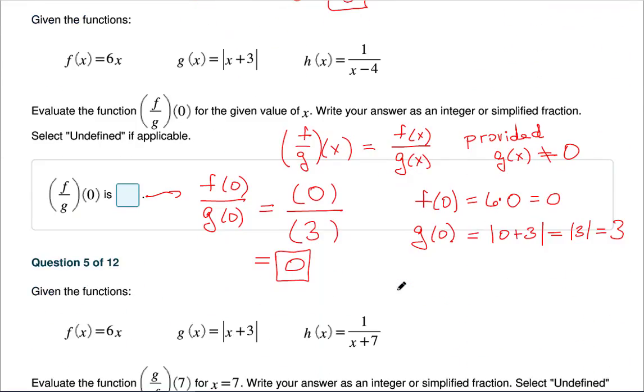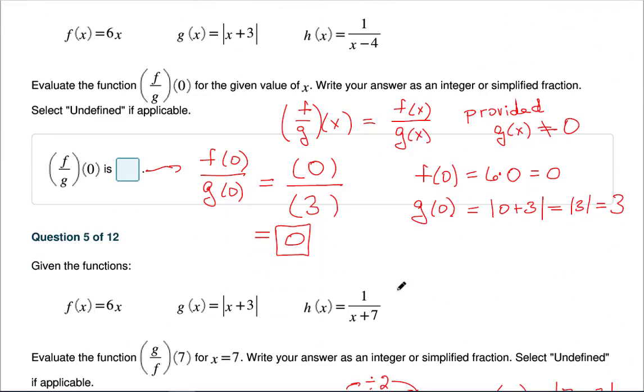All right, in question 4, we have an f, a g, and an h, and we're trying to find f divided by g of 0. So 0 goes into f, 0 into g. I just have to hope that g of 0 is not 0. Well, let's see. What is f of 0? That's 6 times 0. Here's f up here. So that's 0.